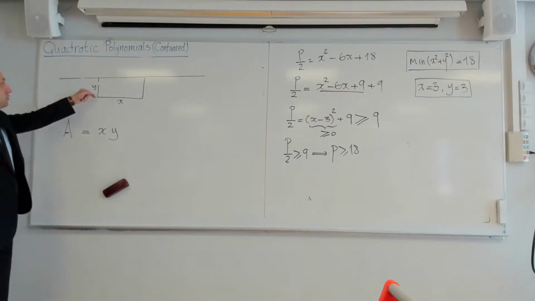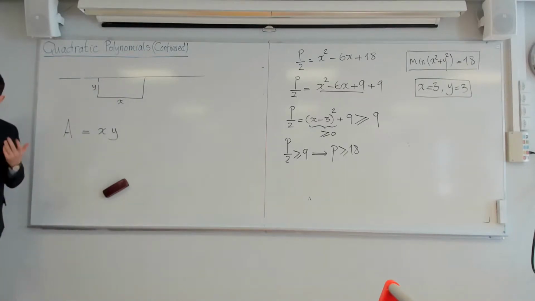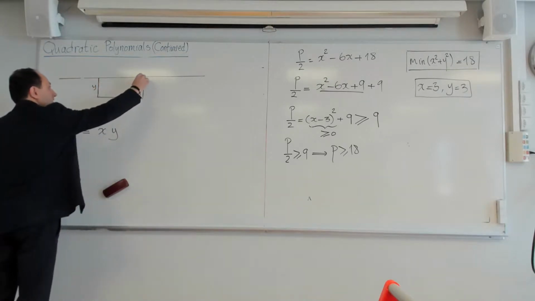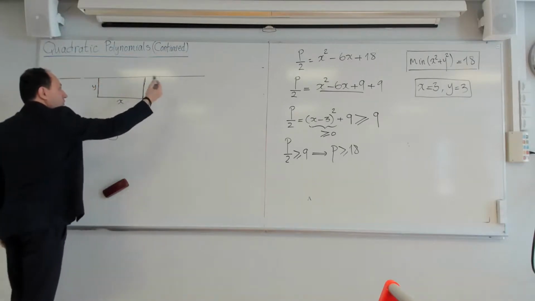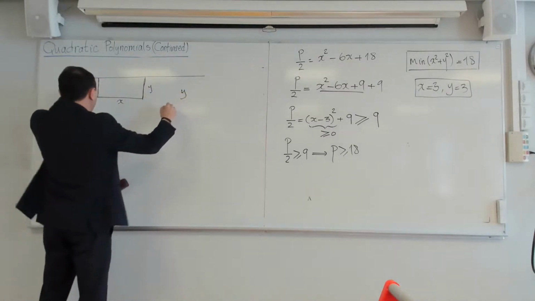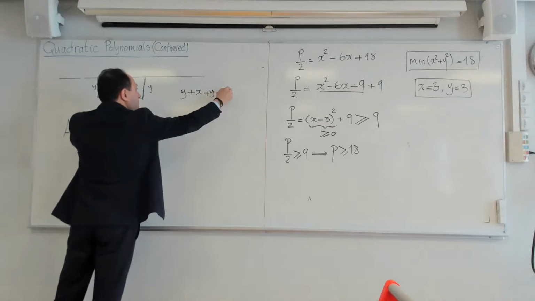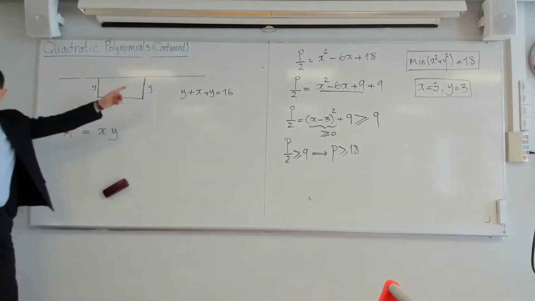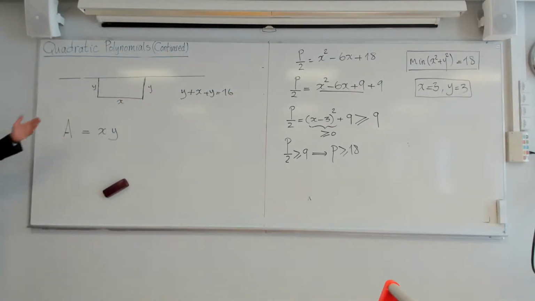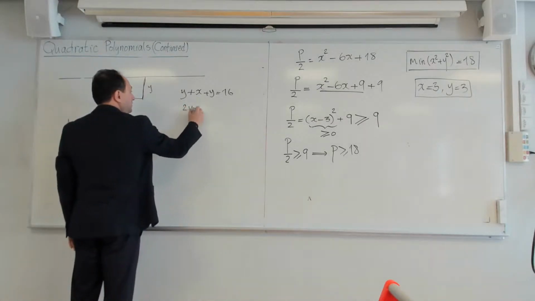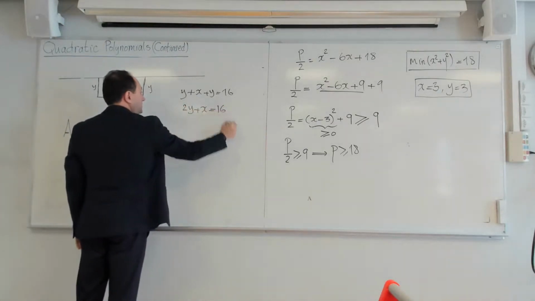Understandable? And then you know something between X and Y. How much fence do I have? 16 meters. So how many Y's are involved in this picture? 2 Y's. So Y plus X plus Y is equal to 16 meters. This is my constraint now. So I can immediately see that 2y plus x is equal to 16.